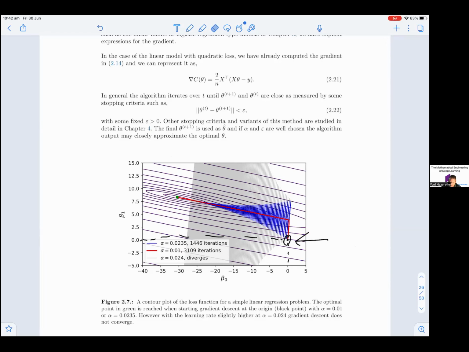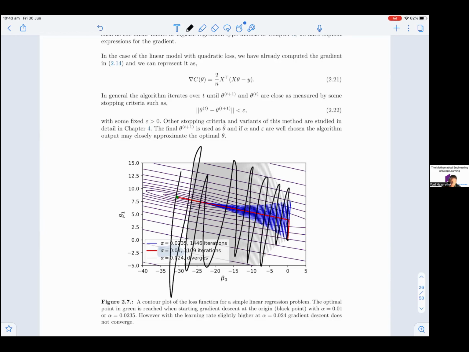And we can run gradient descent using different values of the learning rate. If we run it with the learning rate of 1/100th, that's this red line, alpha 0.01, we follow such a path and reach the optimum. Now, if we use a higher learning rate, then we get to the optimum quicker, even though at first what we see are these blue oscillations. But if we get a bit too greedy and increase the learning rate even more to 0.024, then we get these oscillations that diverge.